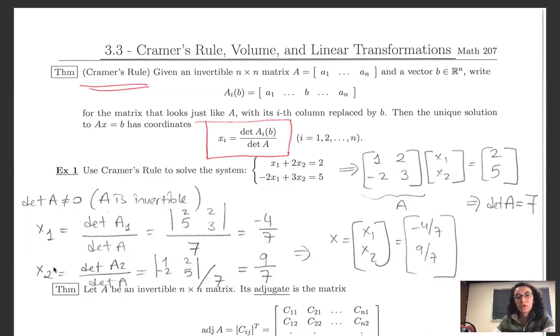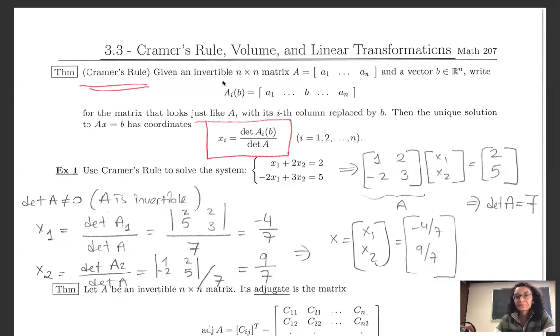And similarly, to find x2, go to the coefficient matrix and replace the second column with this constant vector. Then instead of 2, 3, now you are going to write 2, 5 here, as you see, and find the determinant of this matrix, which will be 9. So this gives me the second unknown, x2. So I can now write the solution set in this way. As you see, it's very trivial.